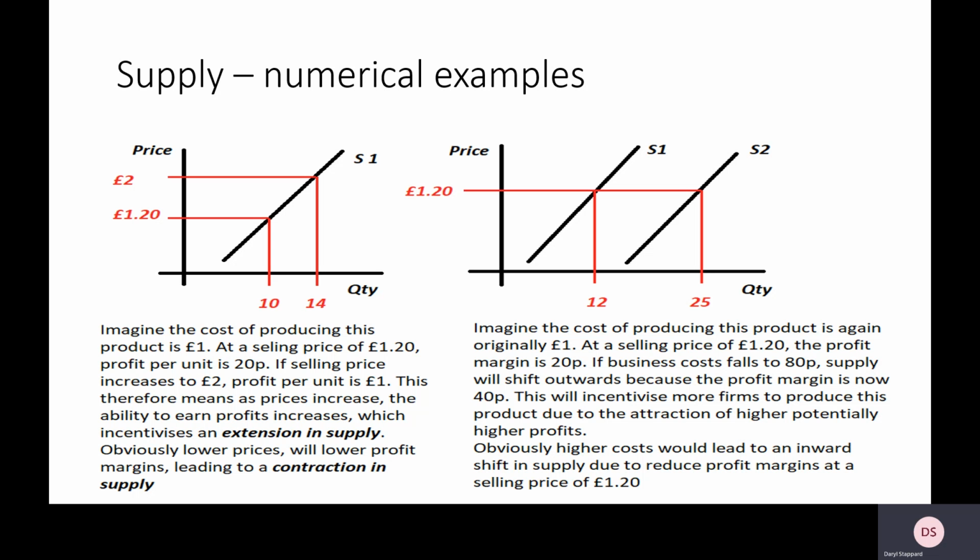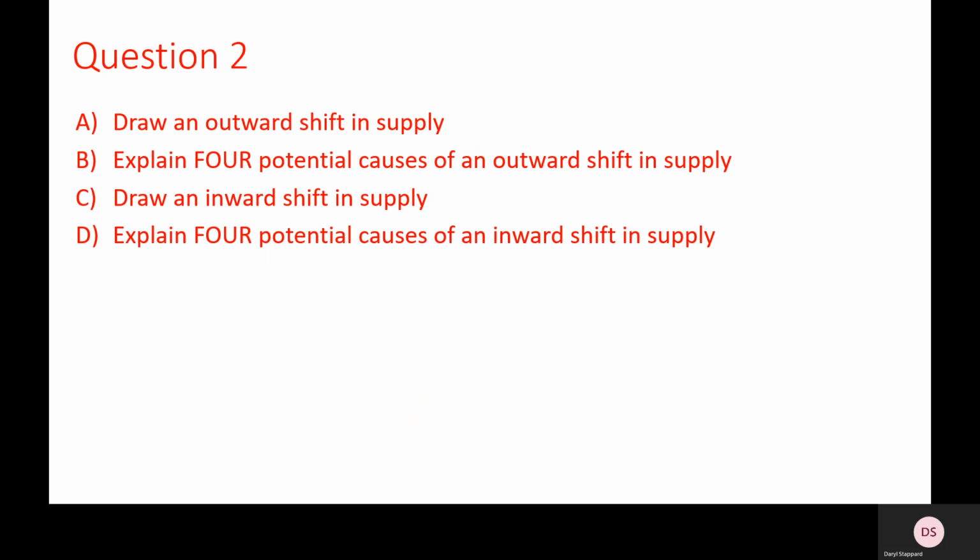On the right-hand side diagram, if supply was to move inwards from S2 to S1, that would be caused by an increase in the cost of production. At £1.20, there's now less ability to make profit on that good or service.